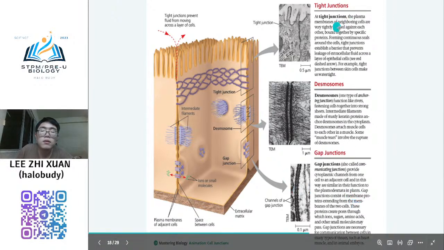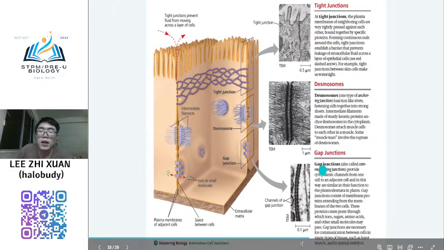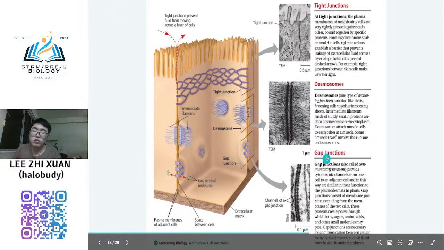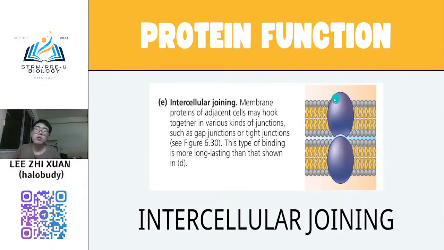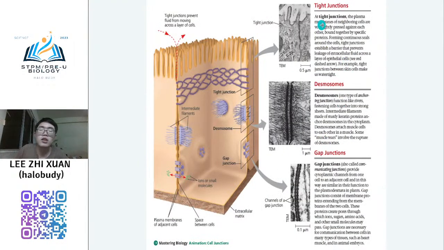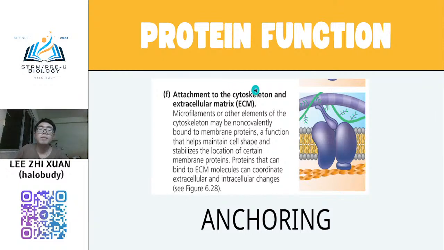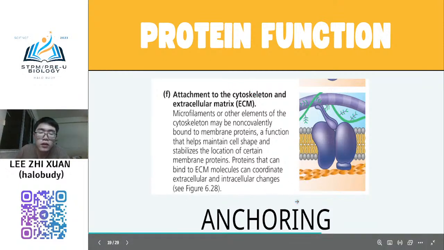So I just want to tell you what is meant by tight junction and gap junction. How is this junction made? It is because of this protein, because the protein within the plasma membrane. If there is no protein, the junction will not happen.